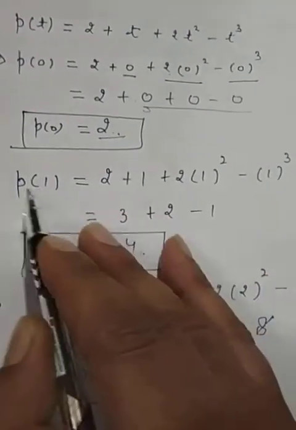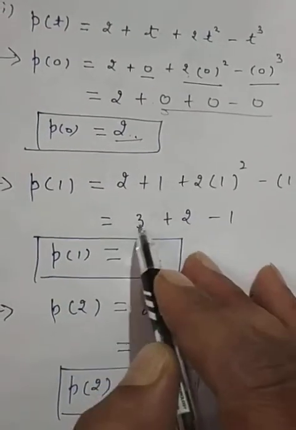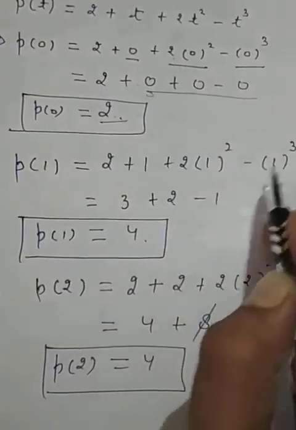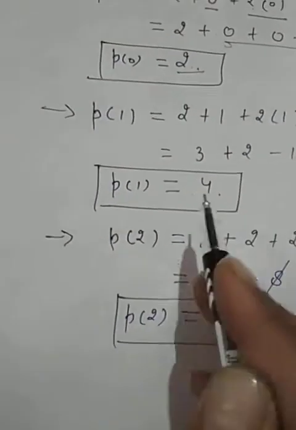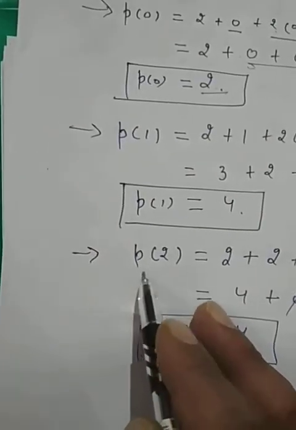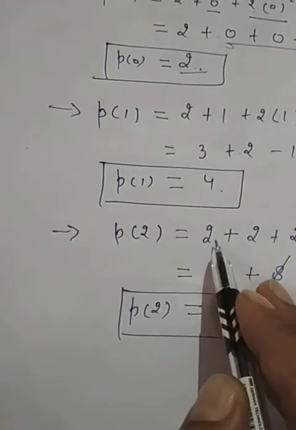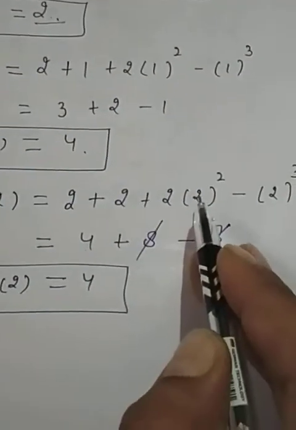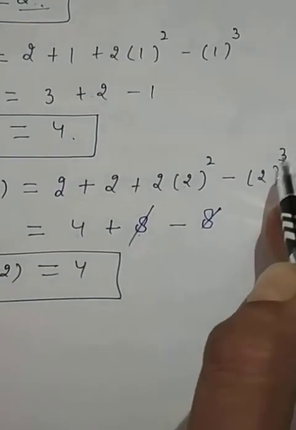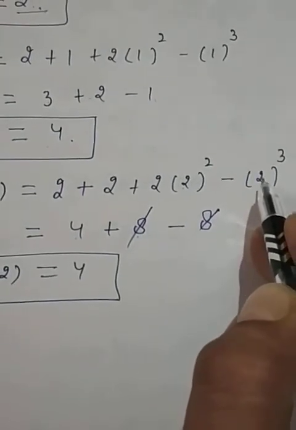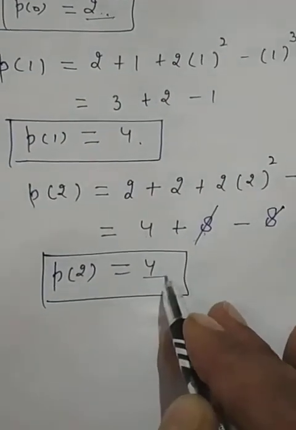Now see, we have put t equals 1 in the polynomial. Now see, 2 plus 1 is 3, 2 into 1 square is 2, minus 1. 3 plus 2 is 5, minus 1 is 4. So answer is 4. Now check. p(2) is equal to 2 plus 2 plus 2 into 2 square minus 2 cube. Now see, 2 plus 2 is 4, 2 square is 4, 4 twos are 8, and 2 cube is 2 into 2 into 2, 2 into 2 is 4, 4 twos are 8. 8 minus 8 cancelled, answer is 4.